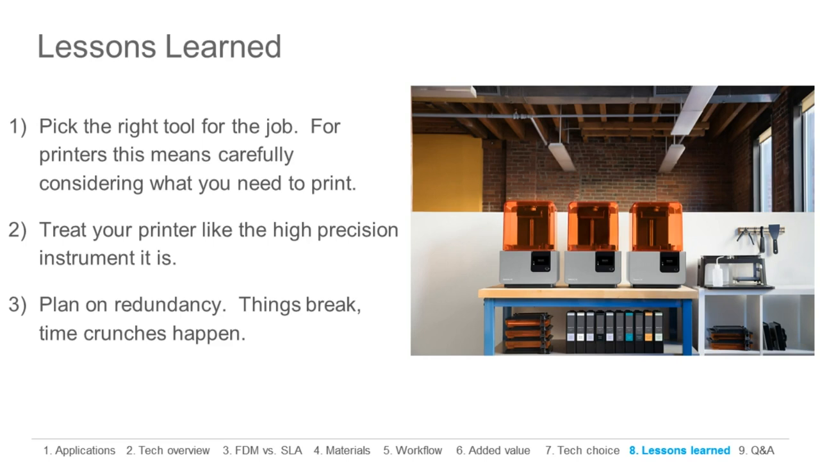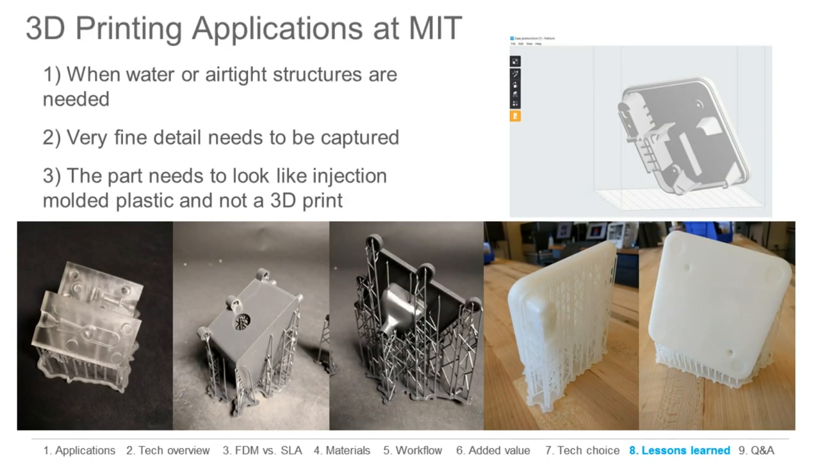So again, pick the right tool for the job. Treat it like a high-precision instrument, and also plan on redundancy. Sooner or later, something will break. For my first Form 2 printer, we just got our second one in. Like I said, we'll probably be getting a third one. I have had one issue with it, which was the Z-axis went out, and that was actually fixed within a week under warranty. So that was great. But at some point that's going to happen, and it's probably going to be when you have a big, huge deadline due. So if you do get a technology like 3D printing into your lab or your space, and you find they're using it all the time, try and plan on a little bit of redundancy.